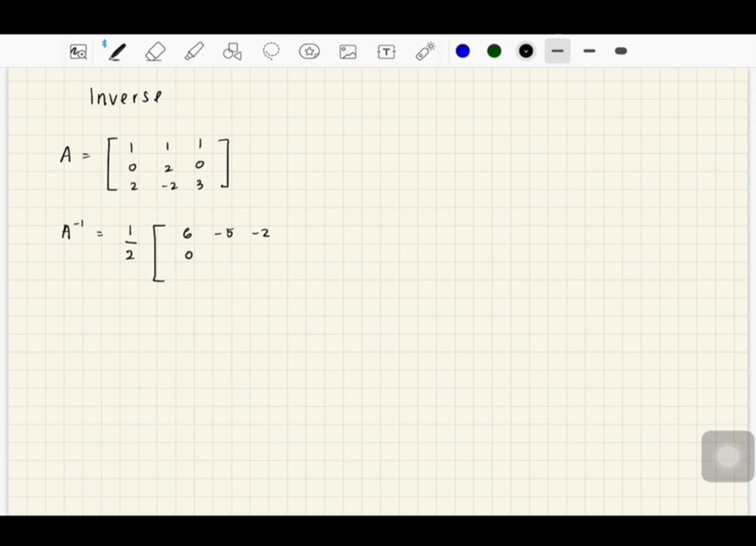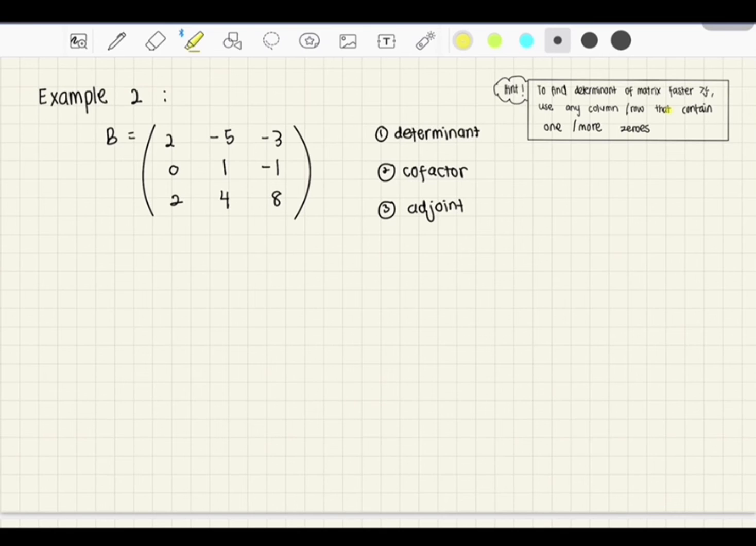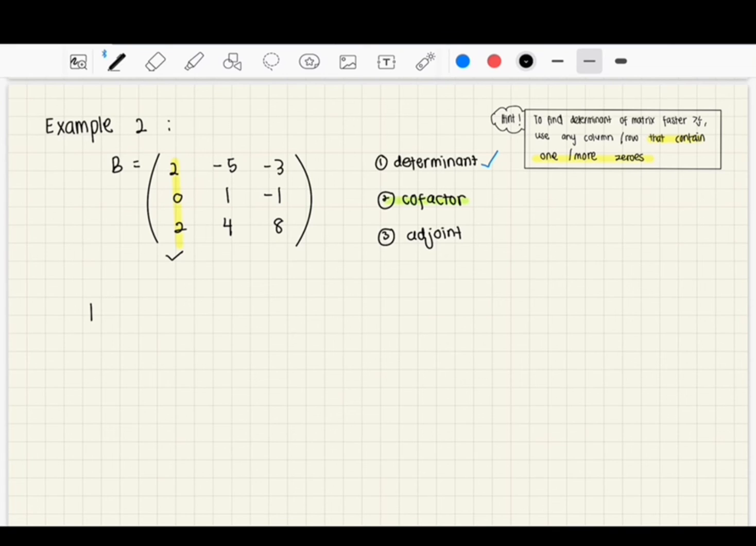We can take some time for you to find the answer. You can now check your answers with the answers shown on the screen. Now, let's see an example. As usual, you just have to find the determinant first, but this time, it is better to use any column or row that contains one or more zeros. We will choose the first column and then we will get the determinant, which is 14.